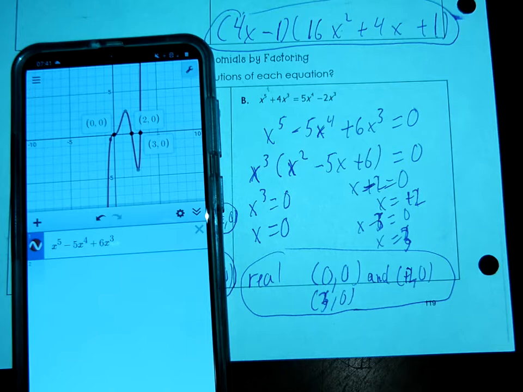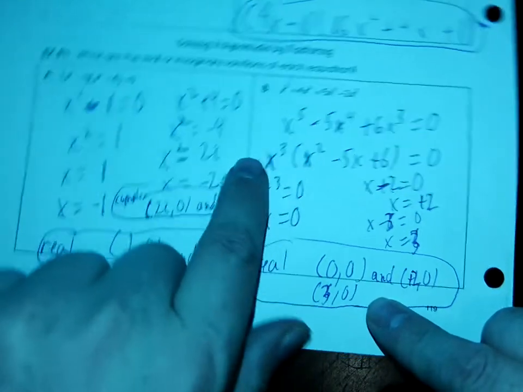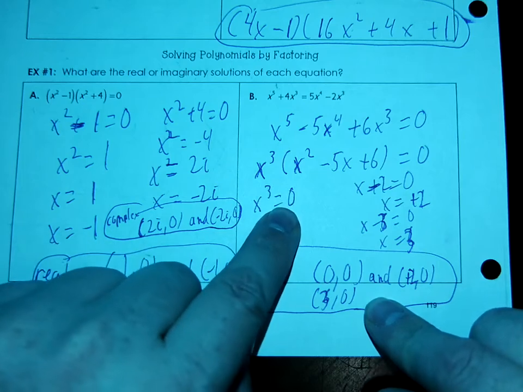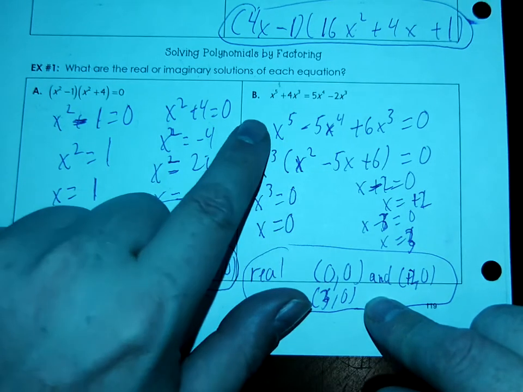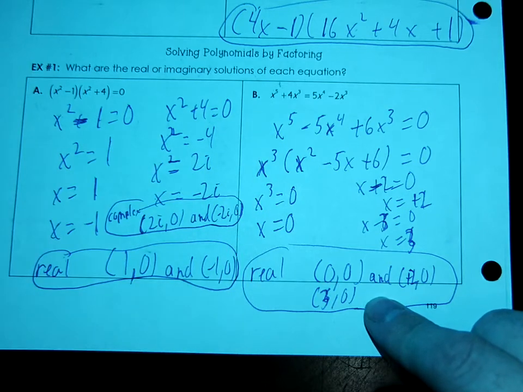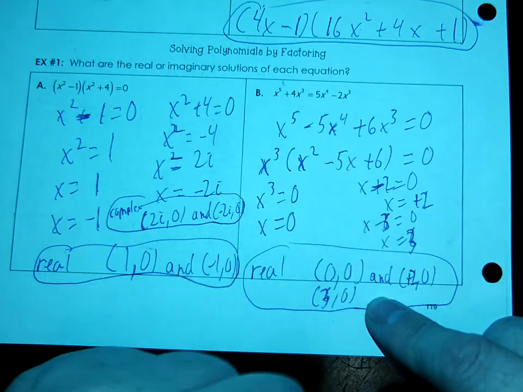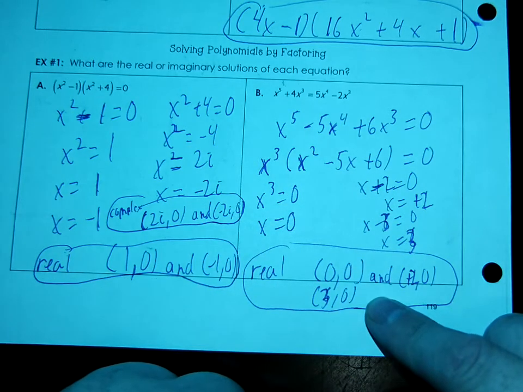Some of you are wondering why it's x to the 5th and it only has 3 zeros. That's because this x cubed only has one zero, at 0. So a 5th power would have 5 zeros if I hadn't reduced 2 of them out with the x cubed being 0, which has only one possible zero, which is 0. So that's why it only has the amount of zeros it has.